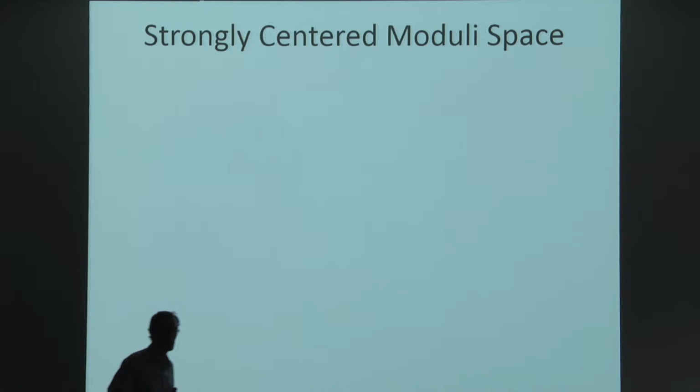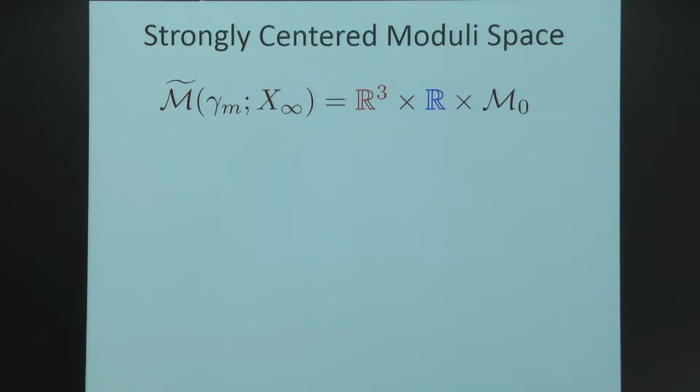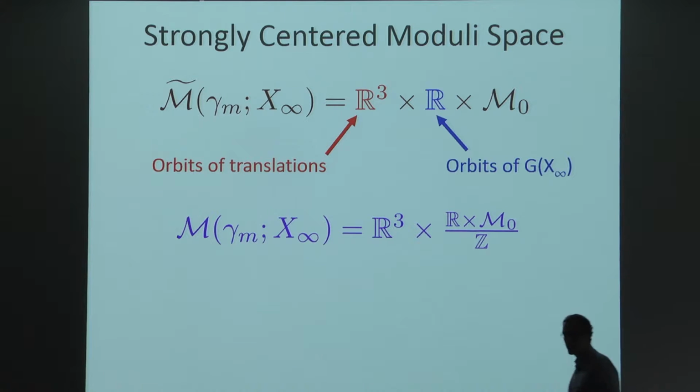Now, another thing we need to remember about magnetic monopole moduli space is the strongly centered moduli space. So if you go to the universal cover, then the moduli space factors metrically as a product of R4 and M naught. The R3 comes from translations. The R is the orbits of the global gauge transformations in the direction of the Higgs VEV. And the M naught is the strongly centered moduli space by definition. The true moduli space is then the quotient by the deck group, and the deck group is isomorphic to the integers. That will be important later.